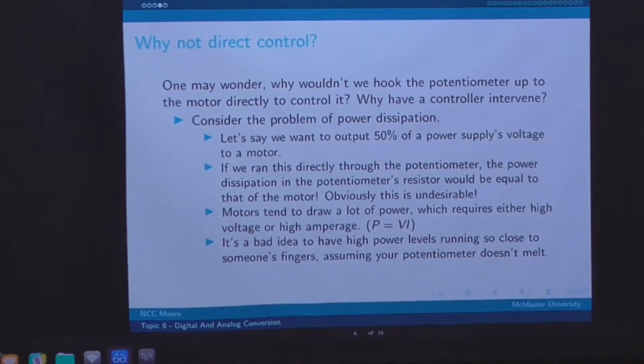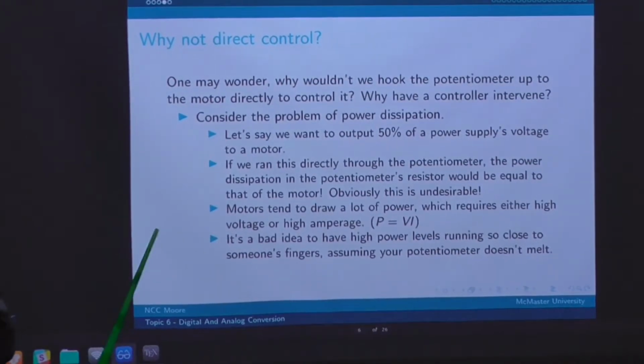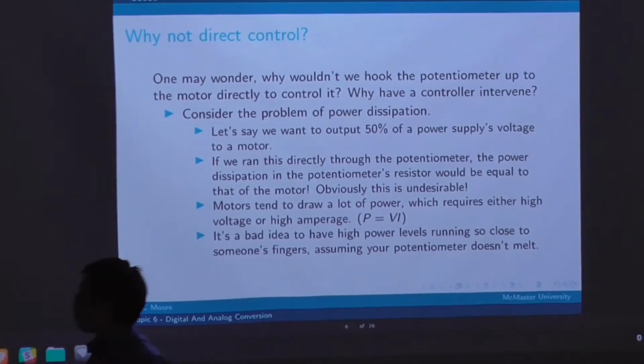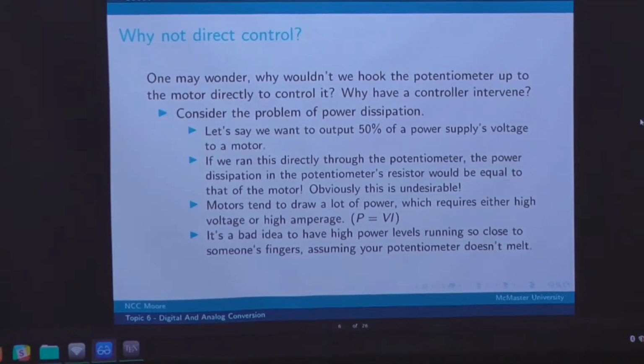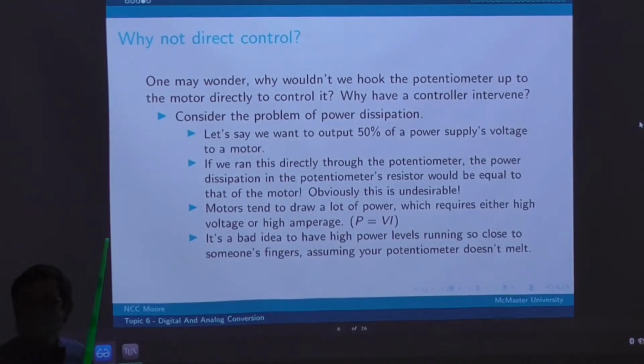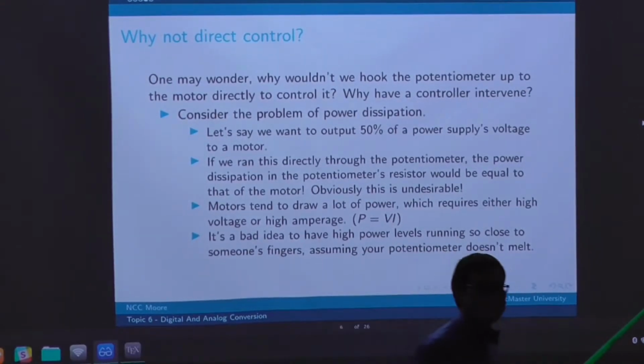Would that draw too much current through it, which might mess around? Yeah, well, it might not be enough current is the problem. It depends on how much resistance is in the resistor, right? Anybody else who hasn't read the slide yet?